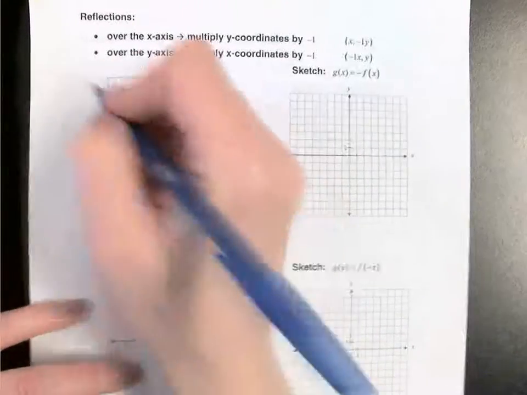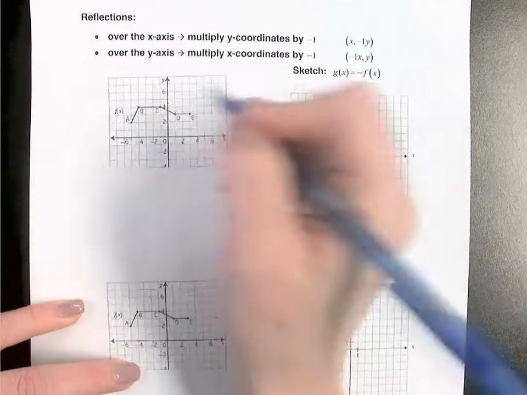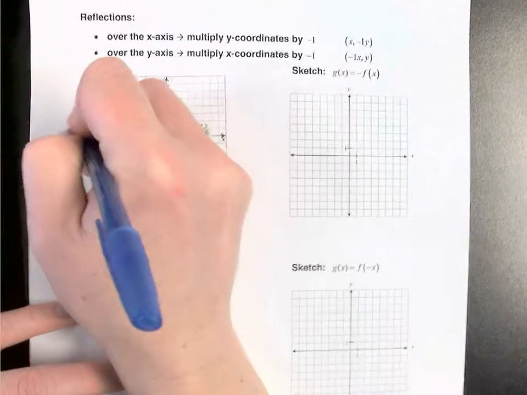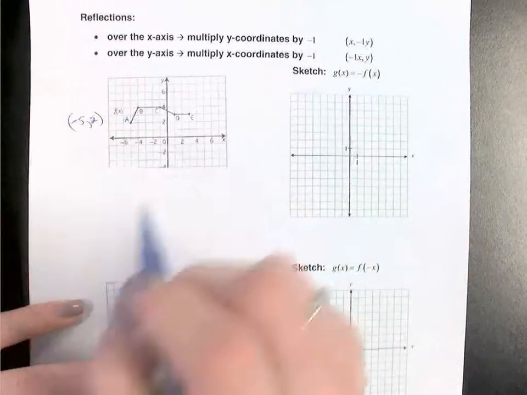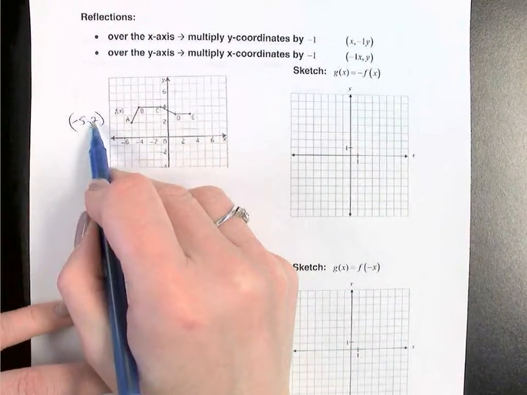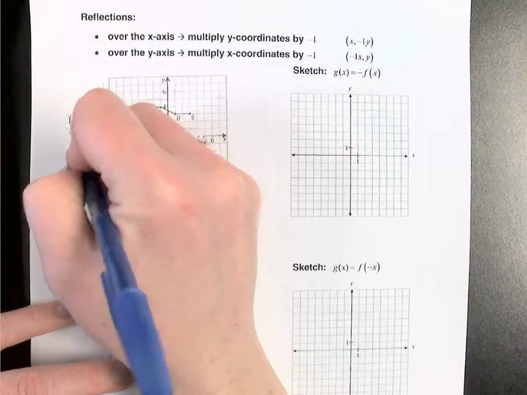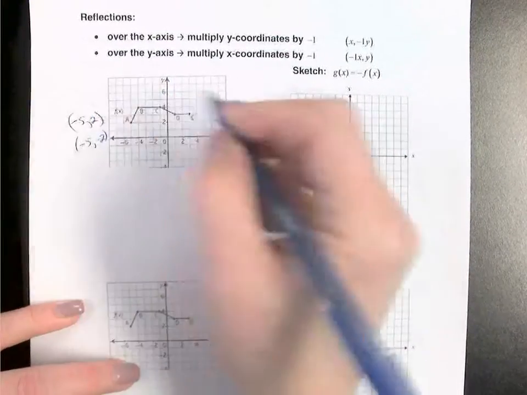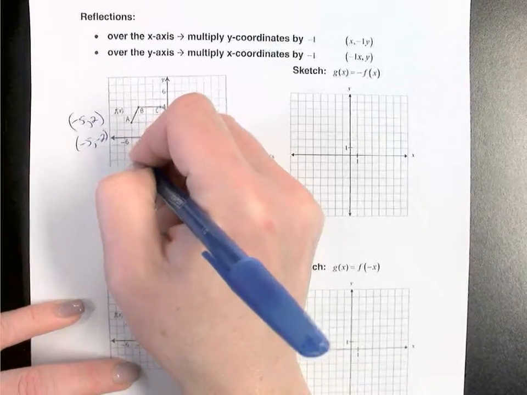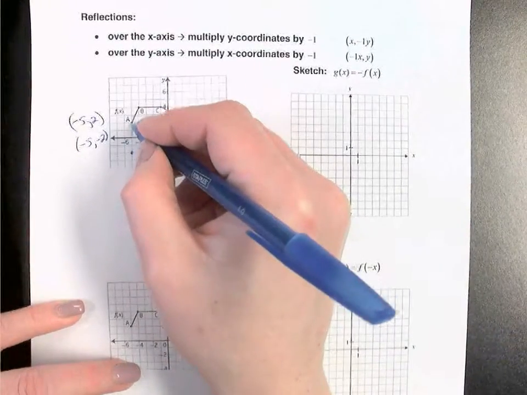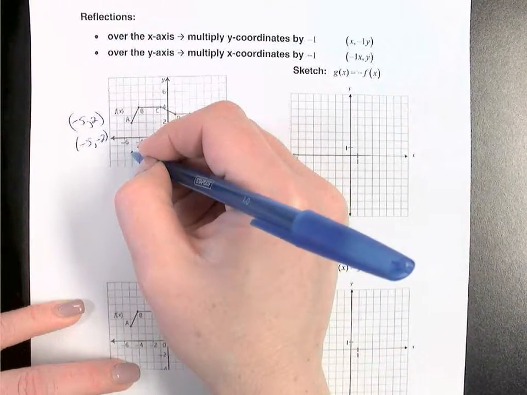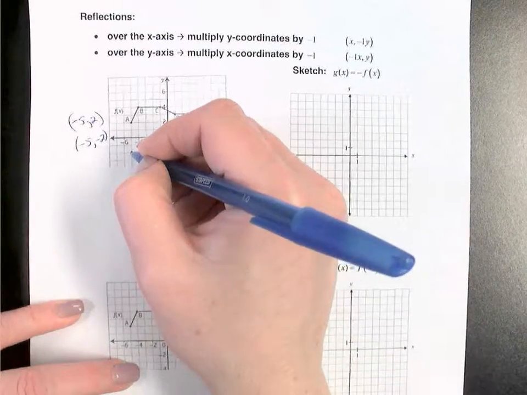So this point A right now is at (-5, 2). We're going to be multiplying the y value by -1 rather, and we're going to get (-5, -2). So I'm going to plot that point down here. So as you can see, this just flipped. It was 2 above the x-axis, now it's 2 below. I find that often easier than listing each point.